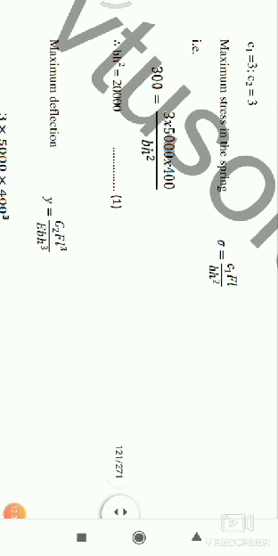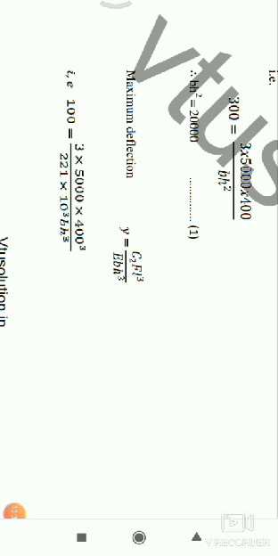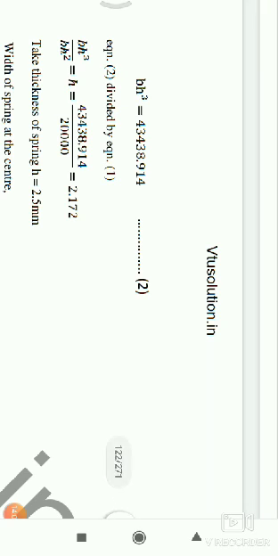So put the values. B and H are unknown, so I get BH square equal to 20,000, which is equation number 1. The maximum deflection formula for that condition is Y equal to C2 FL cube divided by E BH cube. I am using this deflection formula, and the deflection is also given. C2 is also known, it is 3, F and L are known, E is known, BH cube is not known. So I will find BH cube here. BH cube is this value, 438.914, the second equation.